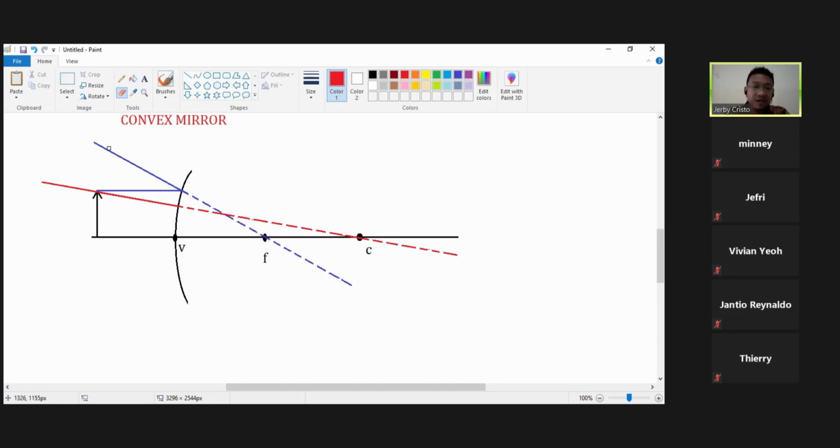Now, if we try extending the diverged light in front of the mirror, are we going to have any point of intersection? Let's say we keep extending it. Do you think they will meet at a point?